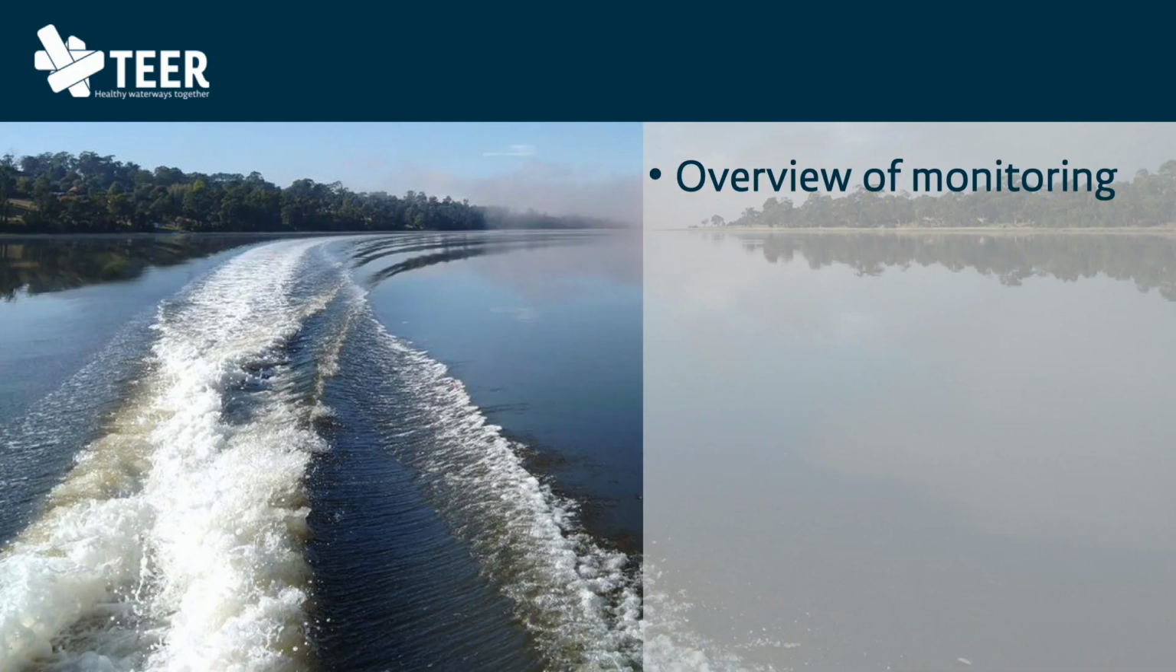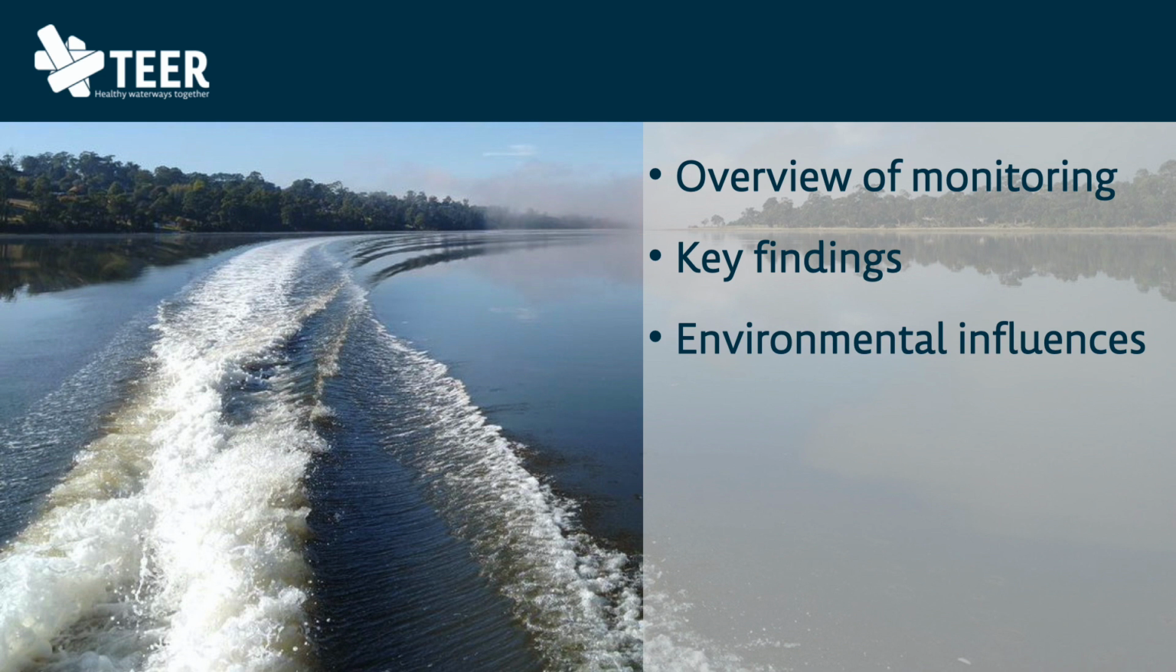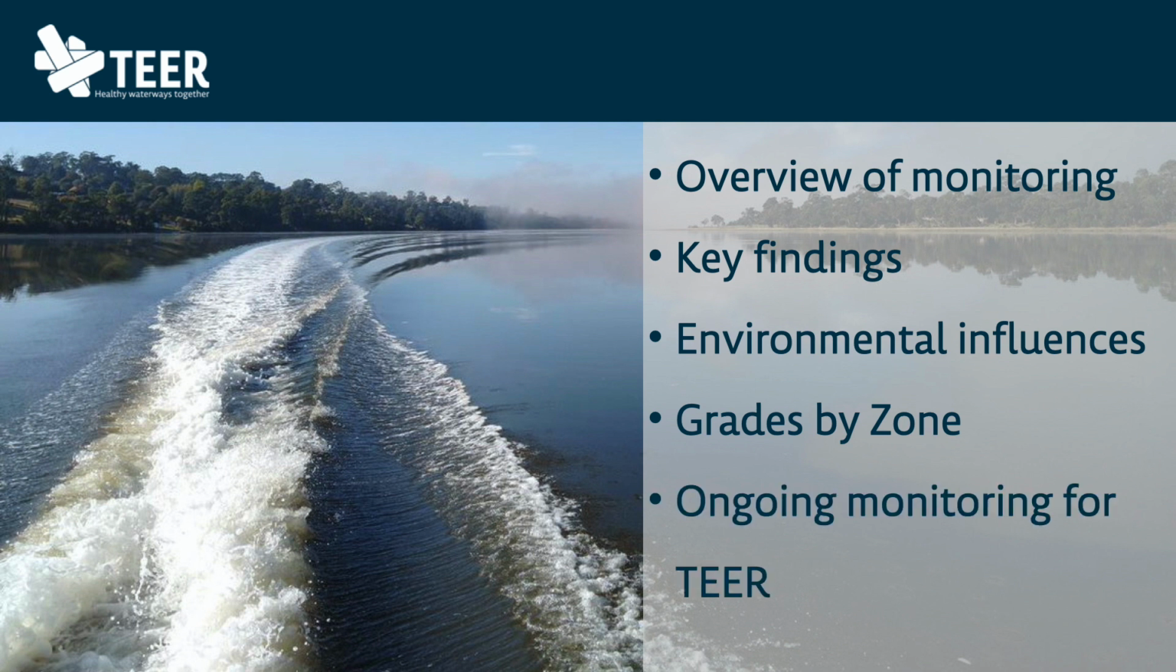Okay, so what I'm going to cover off specifically, I'm going to give an overview of the Tamar Estuary monitoring that the TIA program undertakes every month. I'm going to give a breakdown of some of the key findings in terms of the key water quality parameters and how they have affected the grades through the zones of the estuary. I'll briefly touch on some of the environmental influences and how that has influenced the grades for this report card. I'll give a specific breakdown by zone for the grades. And then lastly, I'll touch on some of the ongoing monitoring that the TIA program will be focusing on.